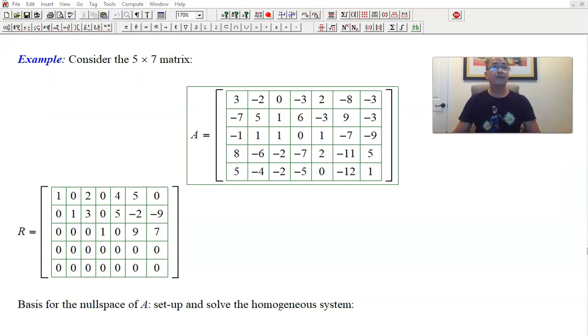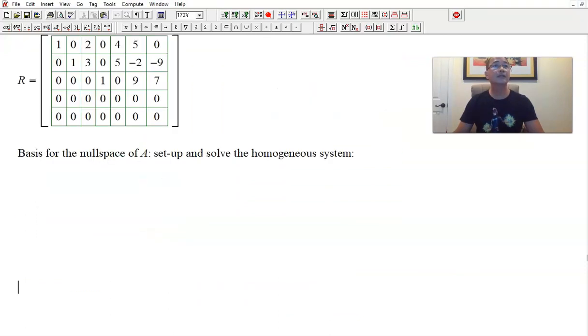So next we're going to find a basis for the null space of A, and to do that we set up the homogeneous system from the REF, not the original matrix. So we're going to need some space. I'm going to scroll down. When I do, we're going to lose A, but that's okay. We only need the REF. We don't need the original matrix A. Scoot. There we go. Now we have space.